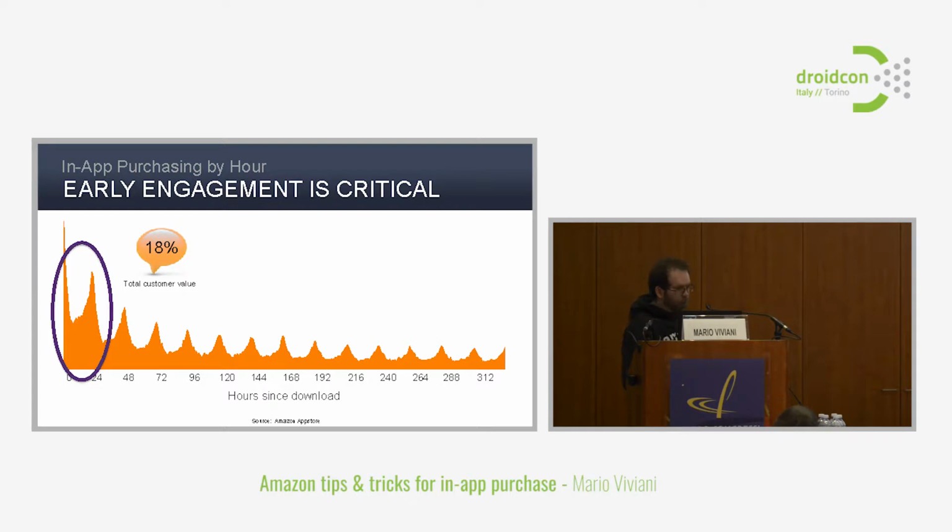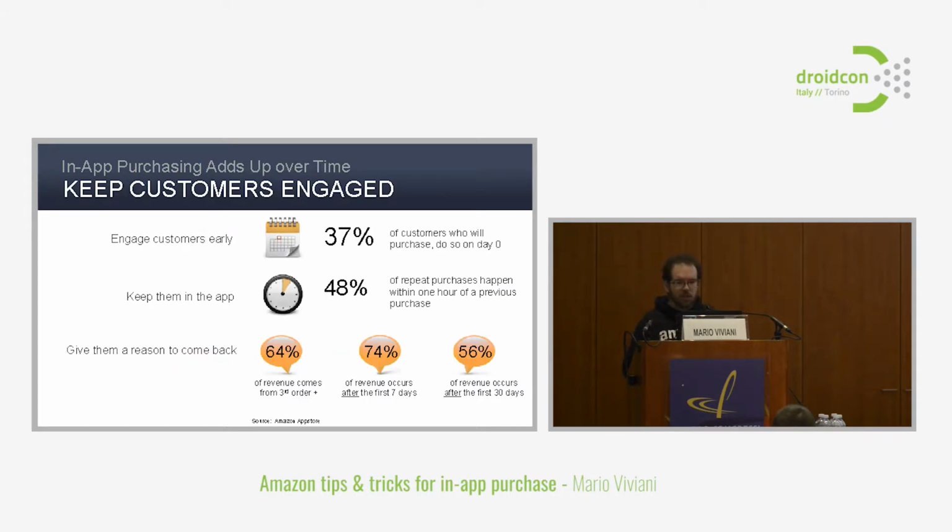So why is it important to engage with your customers early? 37% of customers who make a purchase do so on day 0. This means that you need to train your users on the first day on how to make a purchase. Keeping them engaged is also very, very important. 48% of repeat purchases happen within 1 hour of a previous purchase. This means that if you can train your user to perform a purchase, there is a very high chance that you will see a repeat purchase after a bit. And giving them a reason to come back is very important. Always think about the lifetime value of a user.